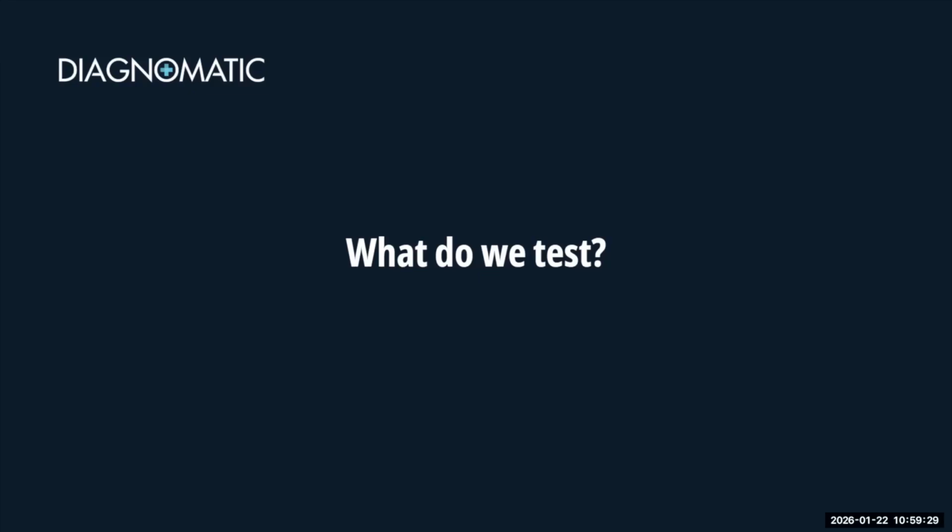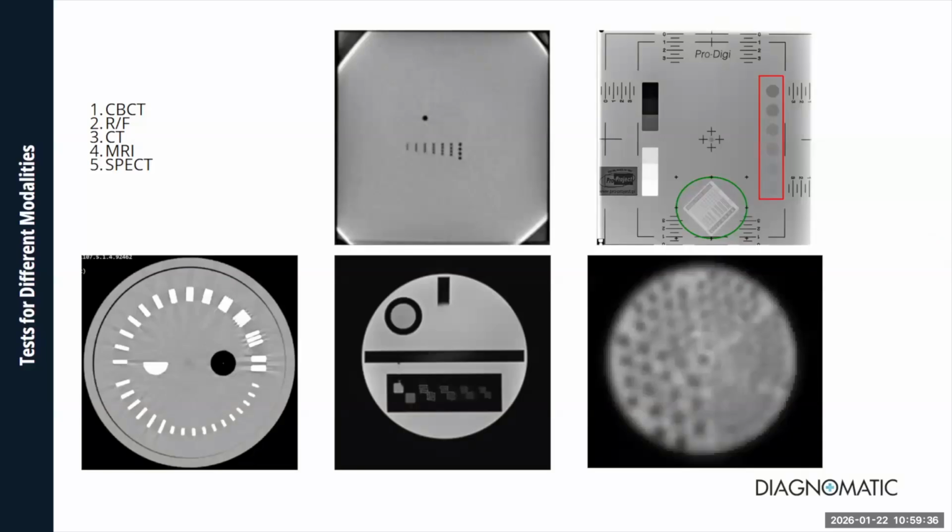So to facilitate the workflow, we can do this way. And what do we test? Here we have the DICOM pictures from a few different imaging machines, starting from radiology, the cone beam, then radiology and fluoroscopy. The second picture is the Prodigy. At the bottom on the left, we have the CT. In the middle, we have MRI, and at the bottom right part, it's nuclear medicine.